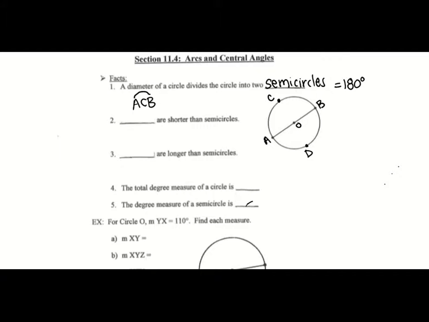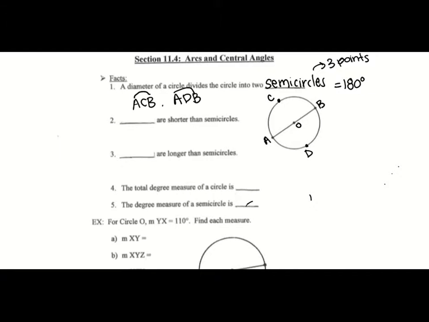To label a semicircle, we need to use 3 points on our circle. So we could have semicircle ACB, or the other one would be semicircle ADB with the arc over the top. Okay, remember, similar to labeling other lines, if we had a line AB, that's a straight line over the top. Now if we have an arc or a semicircle, we have to make sure this line above looks like an arc instead of a straight line. Okay?